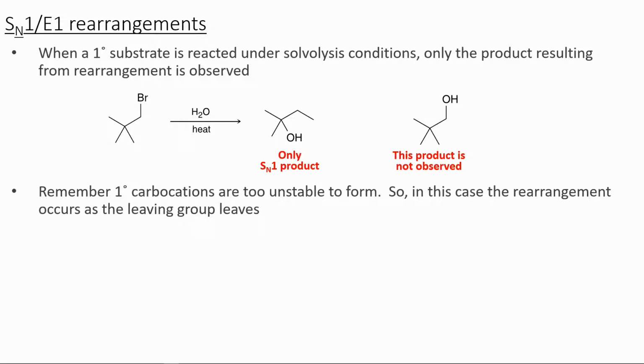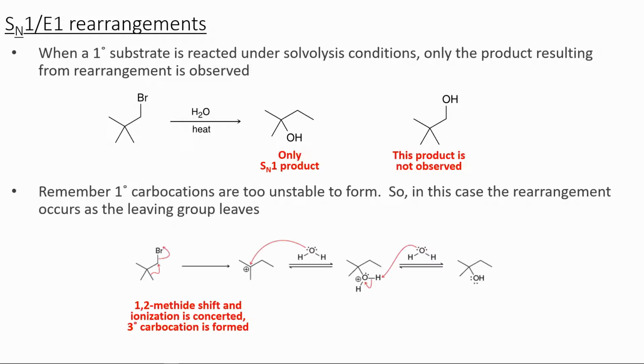When a primary substrate is reacted under SN1 conditions, we will only obtain the rearrangement product, and this is because a primary carbocation is so unstable. So the second the primary carbocation forms, it's going to rearrange. So let's take a look at this mechanism. We have a primary alkyl halide attached to a quaternary carbon. As soon as the leaving group leaves, the methide shift is occurring in a concerted fashion to form a new tertiary carbocation, which can then react with the nucleophile.